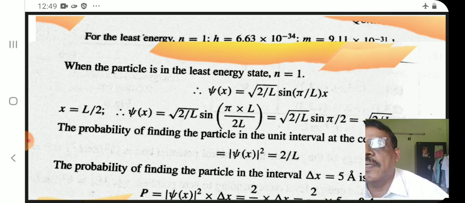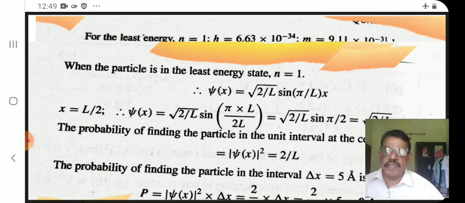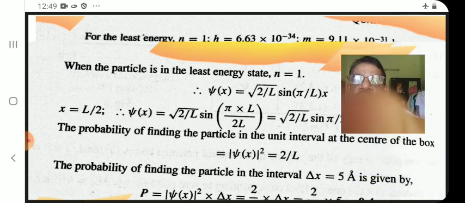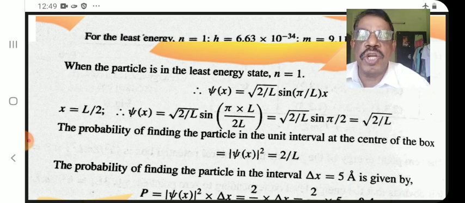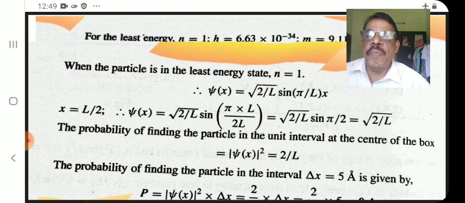Here x is L by 2. We have to find the probability in the middle of the box. So in the place of x, we put L by 2. We get the value root of 2 by L sin pi by 2. Sin pi by 2 is 1, so root of 2 by L. Probability of finding the particle in the interval at the center of the box.